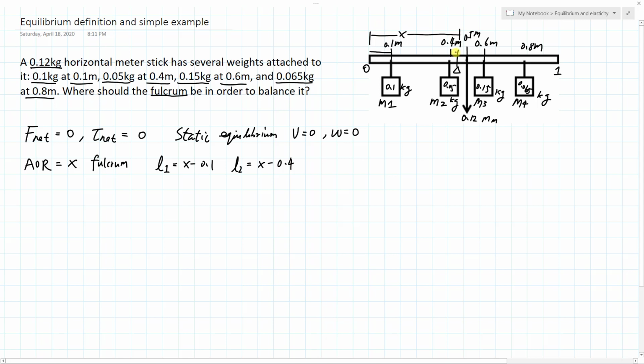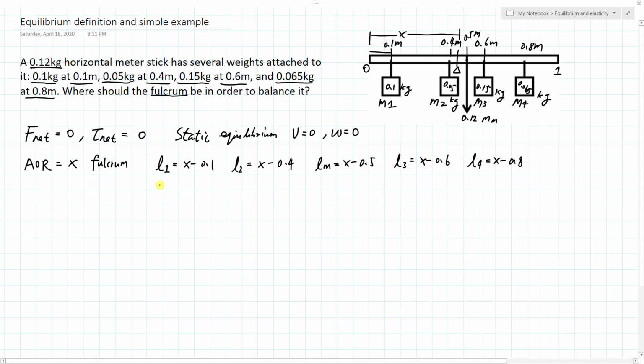It doesn't really matter if the fulcrum is actually on the other side. If it's on the other side, it becomes a negative quantity, and that acts in the opposite rotational direction. So then L of the meter stick is x minus 0.5. So this transitions into a negative. And then L3 is x minus 0.6. Again negative, I suppose. L4 is x minus 0.8.